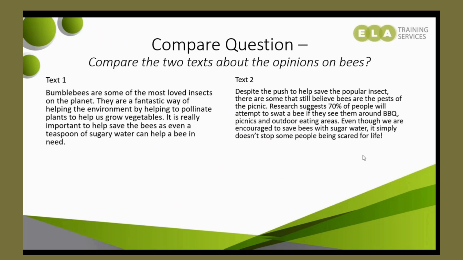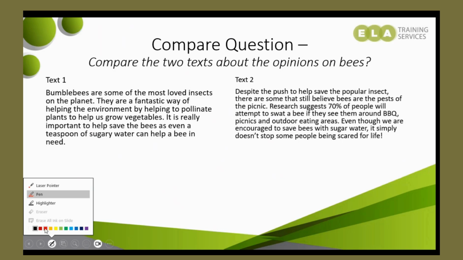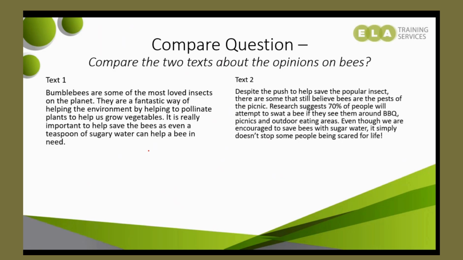Okay, so what we're going to do, just going to have a little bit of a look at text 1. So bumblebees are some of the most loved insects on the planet. They're a fantastic way of helping the environment by helping pollinate plants to help us grow vegetables. It's really important to help us save the bees, as even a teaspoon of sugary water can help a bee in need. Very positive point of view towards bees.